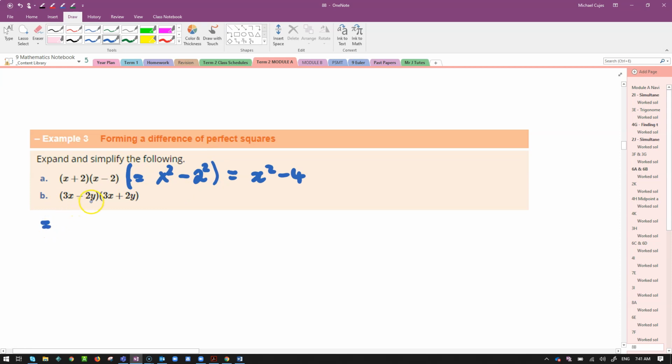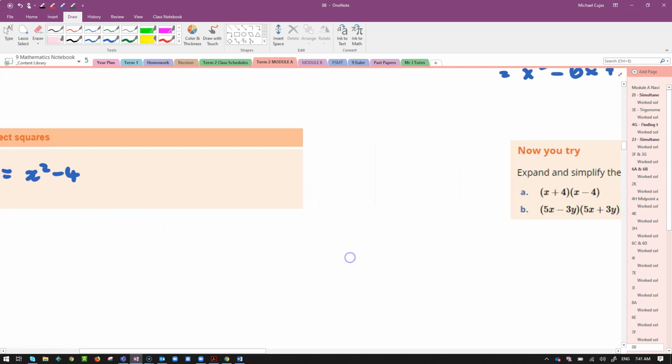Second one here, 3x minus 2y, 3x plus 2y. So the first term is going to be 3x squared. What happens when I square 3x? I get 3 3s are 9, and x times x is x squared. Minus, and then 2y squared. 2 2s are 4, and I'm going to have y squared. And you can just do it that quickly. Easy marks for you in the exam.